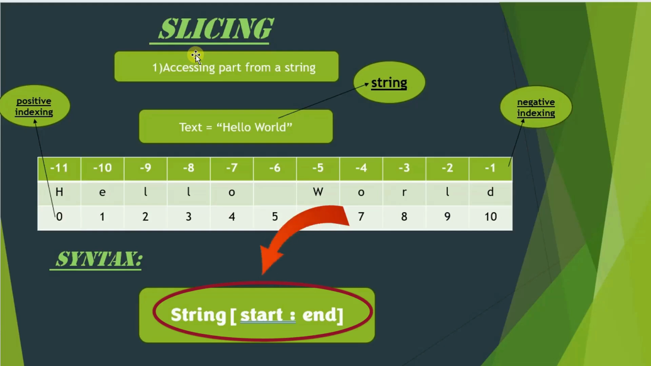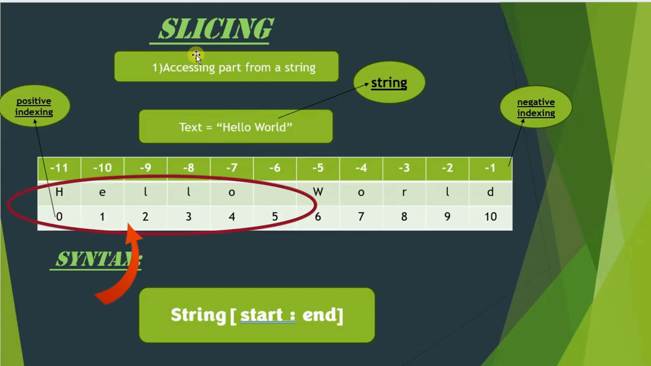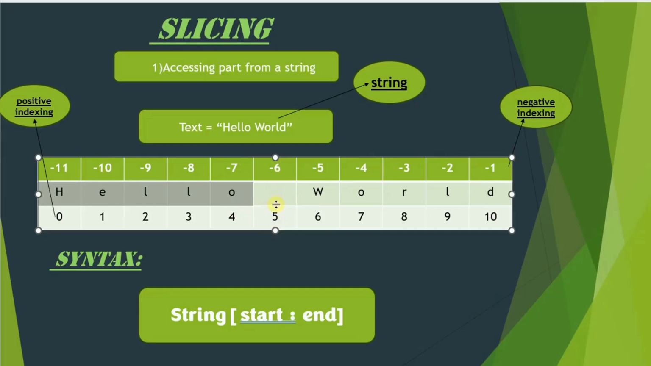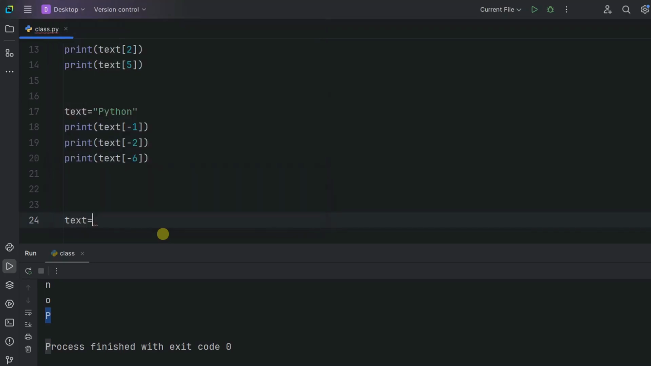For example, in the string hello world, if we want to access hello, which is part of the string, the starting index will be 0 and the ending index will be 5. Since the ending index is excluded, only hello will be displayed on the output screen. Let's see a practical example. I will create a variable called text and store the string hello world in it.